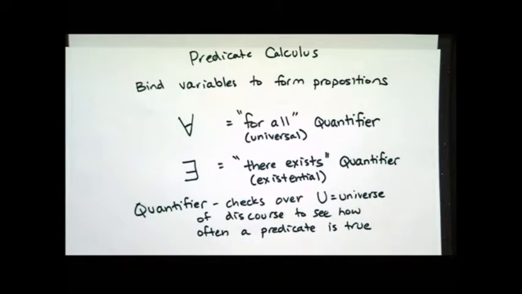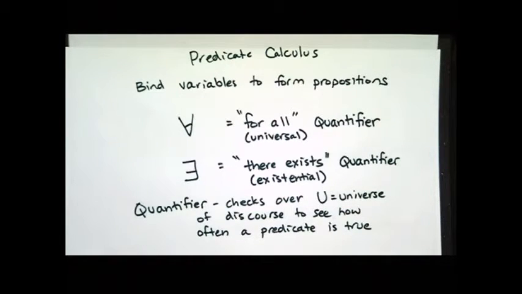Okay, so the quantifier is going to check over the universe of discourse to see how often a predicate is true. So we just talked about for all. And remember, for all is like an AND across the entire input space. So all the x values, I have to take p of 1, p of 2, p of 3, everything, and AND it all together, and that has to be true in order to get a true.